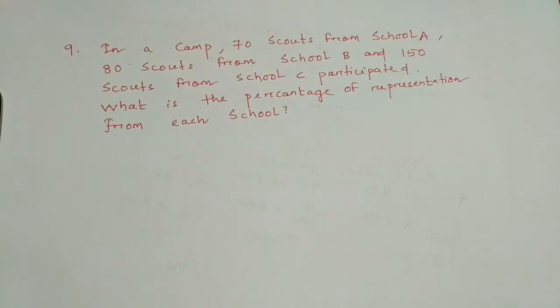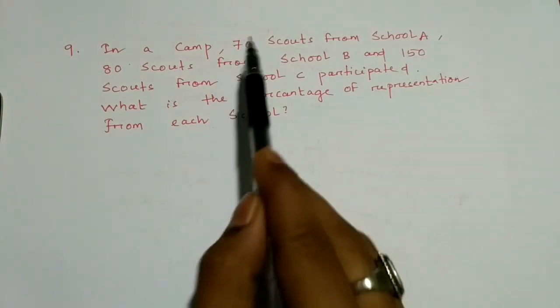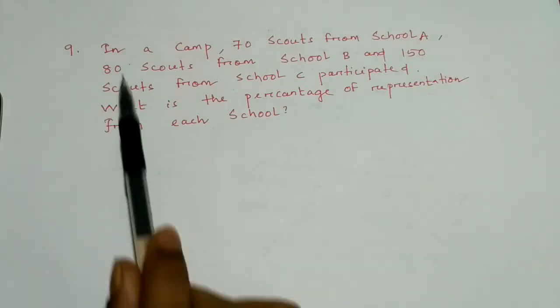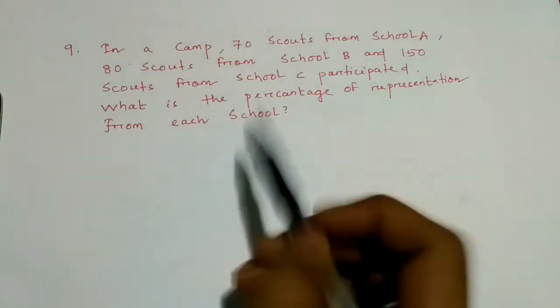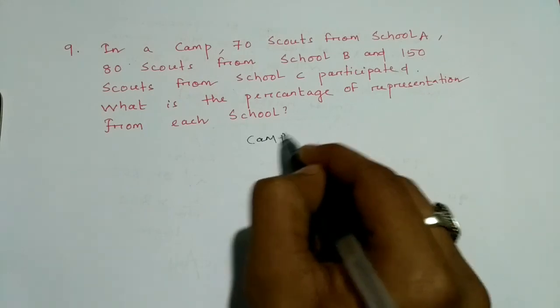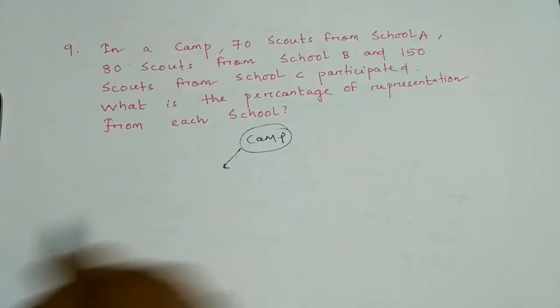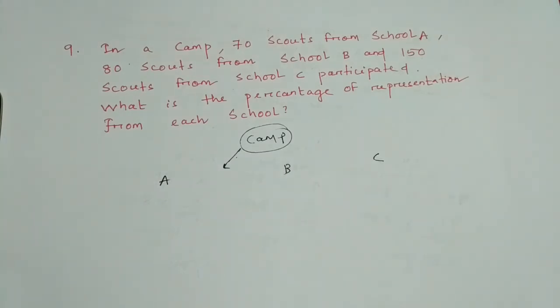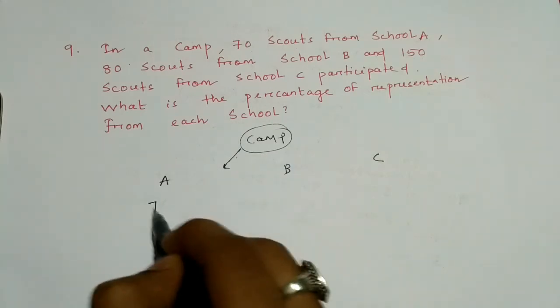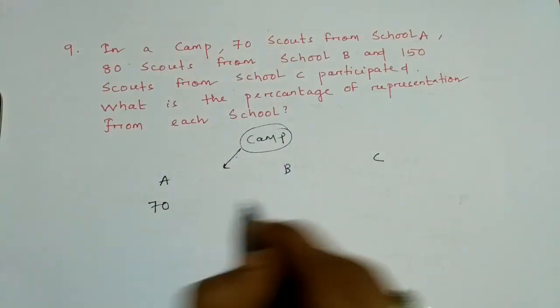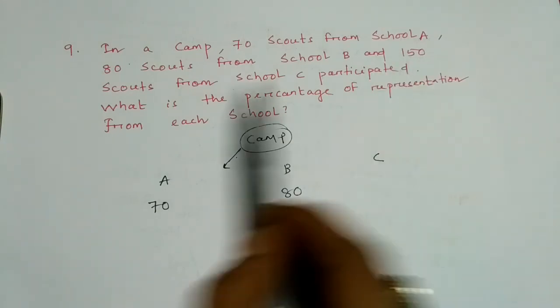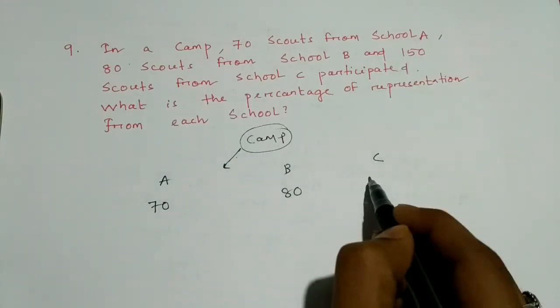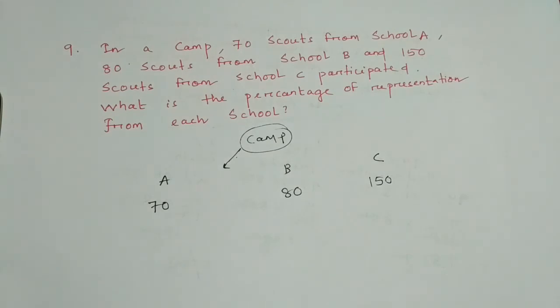So here is your question number 9. In a camp, 70 scouts from school A. Okay, so let me write down first. In a camp, okay, camp is organized, and there are 3 schools, I guess, school A, school B, and school C. Okay, so 70 scouts from school A, 80 scouts from school B, and 150 scouts from school C. What is the percentage of representation for each school?